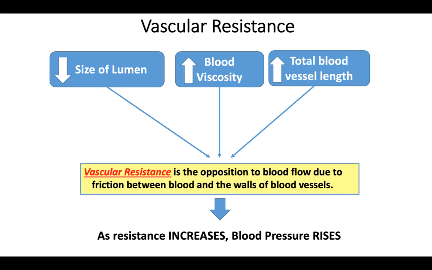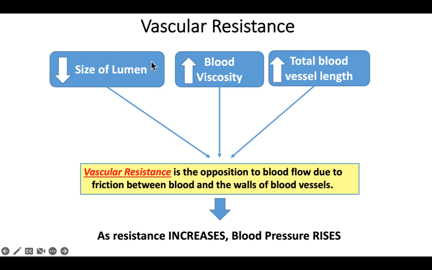All right? So the three main things that affect resistance are lumen diameter. So when the size of the blood vessel drops, the resistance goes up. When blood viscosity goes up, so when blood gets thicker, that increases resistance. And then when blood vessels are longer because of developing obesity, that can increase resistance.